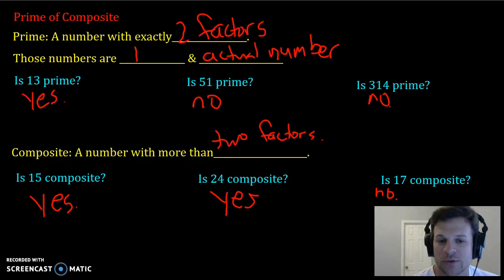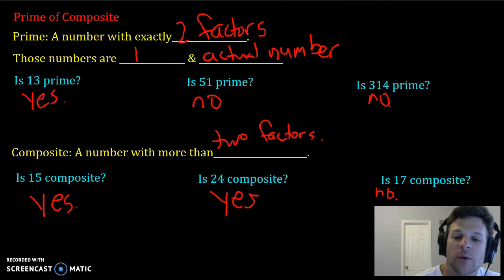So just answering yes or no, is it prime, is it not? Use your divisibility rules to figure out if a number is divisible by something else. If you don't get any numbers, then they're prime. If you get something else besides 1 in that number, then it's composite.